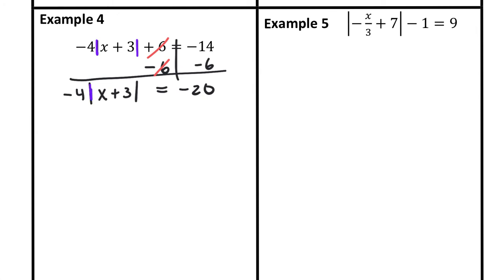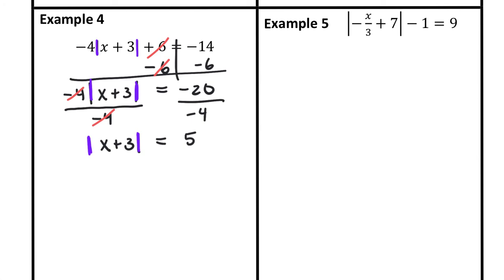Then again, I want to get the absolute value by itself, so I need to get rid of the -4. It's multiplying by -4, so the opposite of multiplication is division. So the dividing is going to cancel that. I'm going to be left with the absolute value of x plus 3 equals +5. Okay, so I got the absolute value is equal to +5.